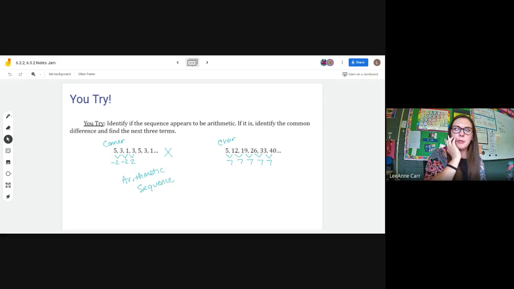Hint, look back at your problem. Somebody help us out. What do I call it? What's that fancy vocab word when we've added 7 every time? There you go. We say our common difference is 7. So, yep, 7 is the number. You just got to tell me what that is. What did we just find? So it is an arithmetic sequence, and our common difference is 7.